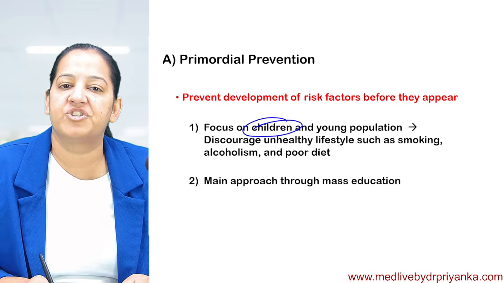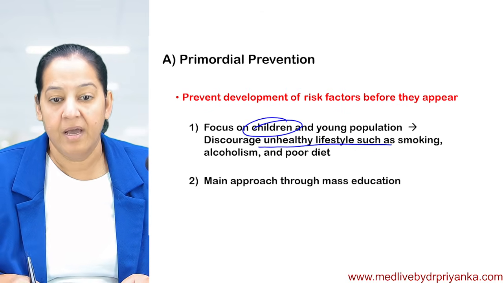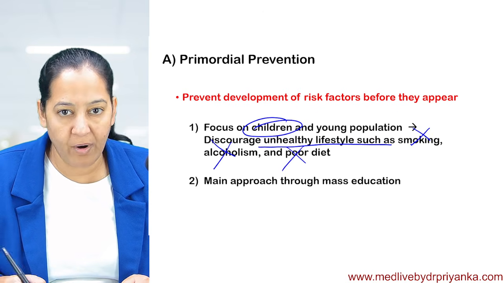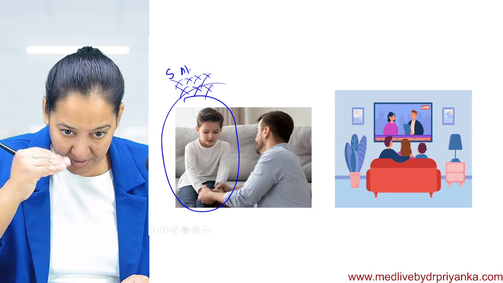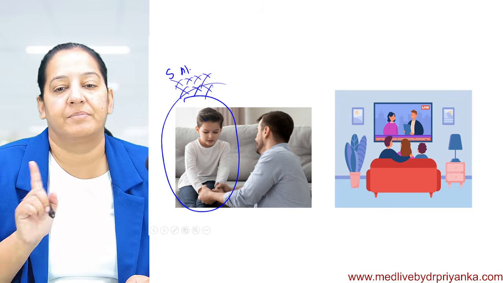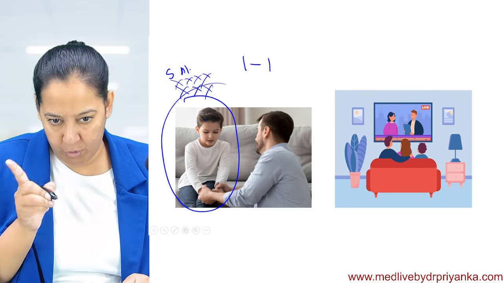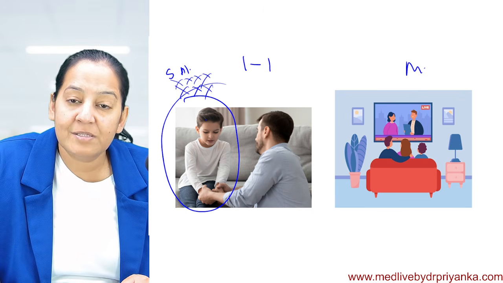Focus on the children and the young people and discourage them from an unhealthy lifestyle. Ask them not to smoke in future, not to use alcohol, not to eat a poor diet, and always to use a healthy diet. So even before the risk factor appears, you are eliminating it. This is primordial. This is the one-to-one approach: father to child, mother to child, parents to the child.